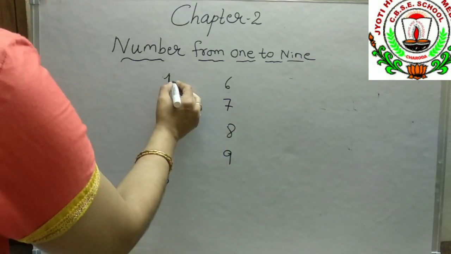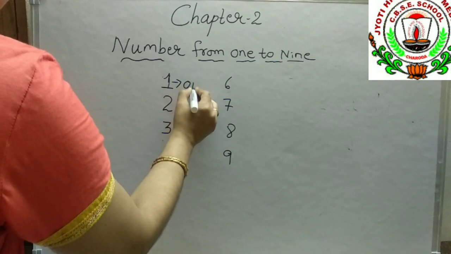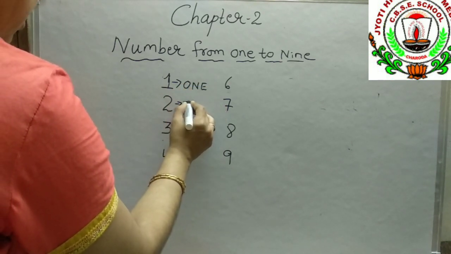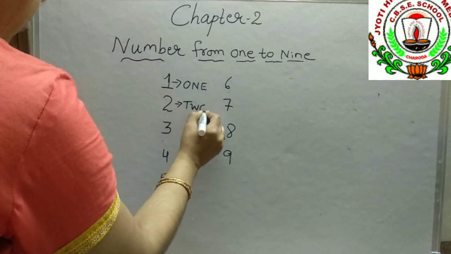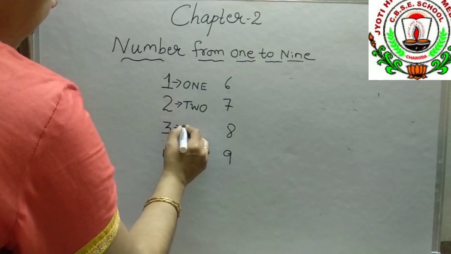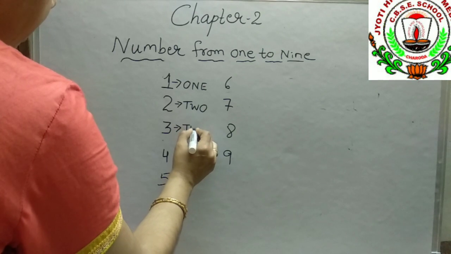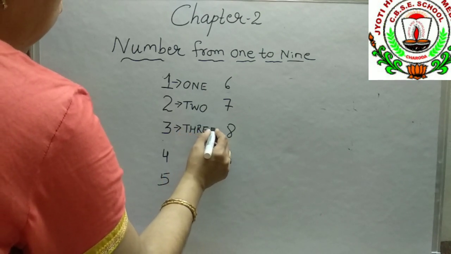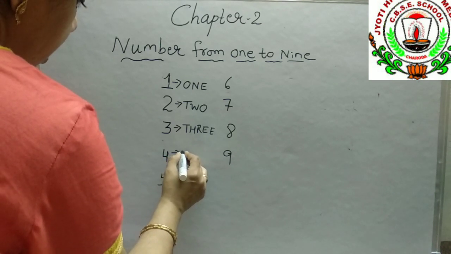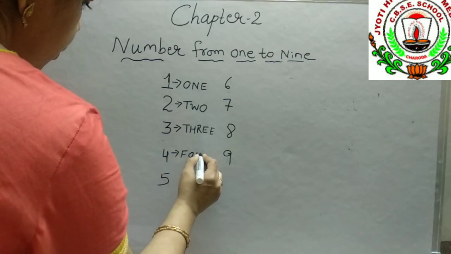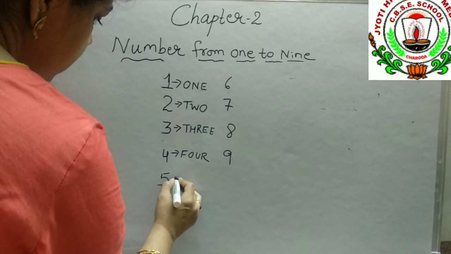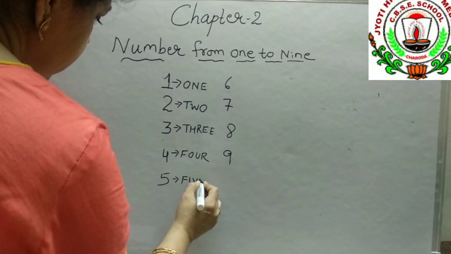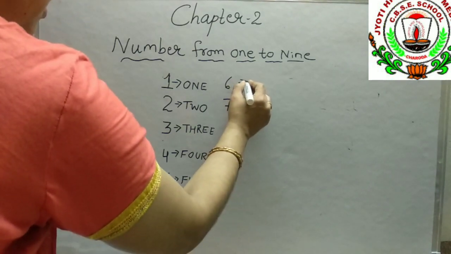What is the spelling of 1? O-N-E, 1. What is the spelling of 2? T-W-O, 2. What is the spelling of 3? T-H-R-E-E, 3. What is the spelling of 4? F-O-U-R, 4. What is the spelling of 5? F-I-V-E, 5. What is the spelling of 6?